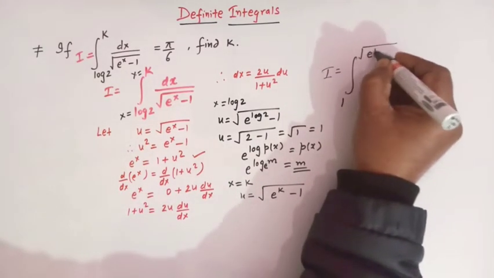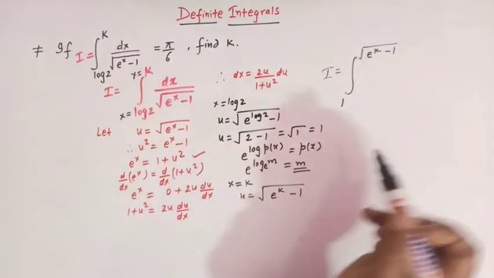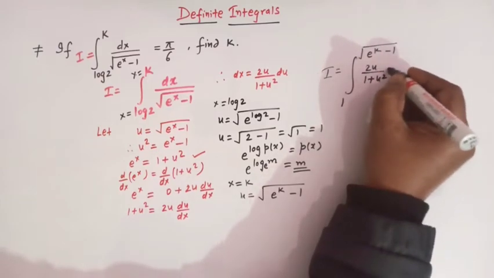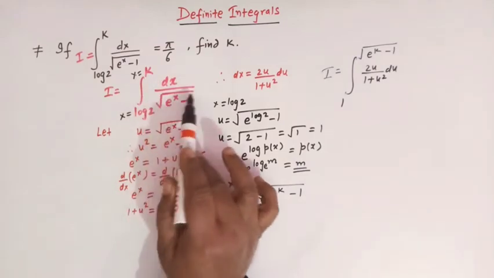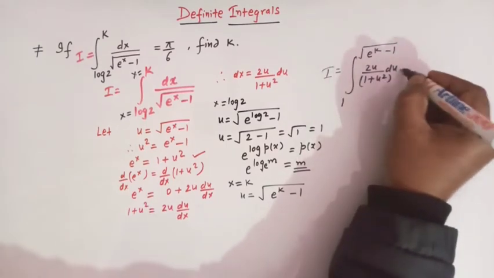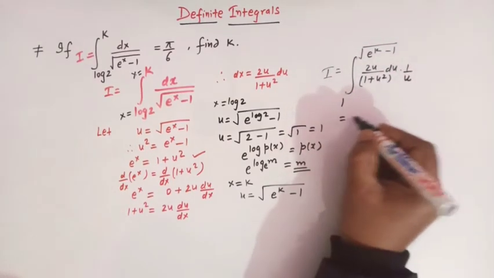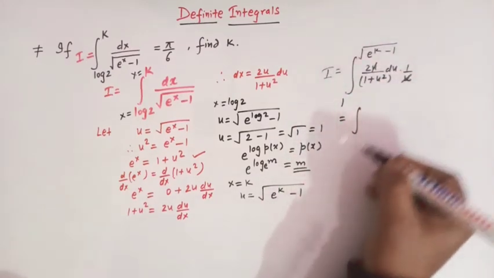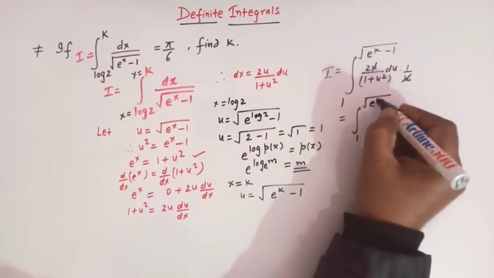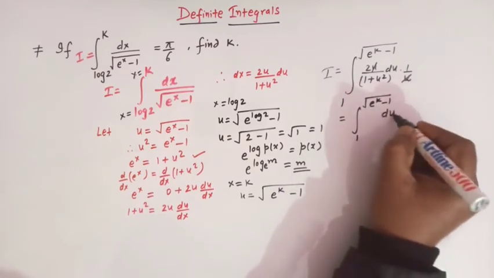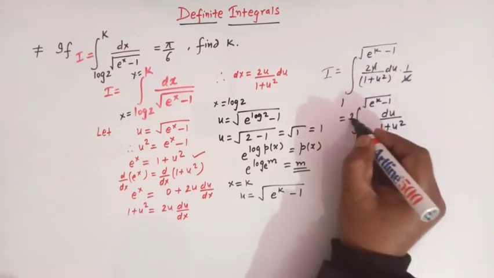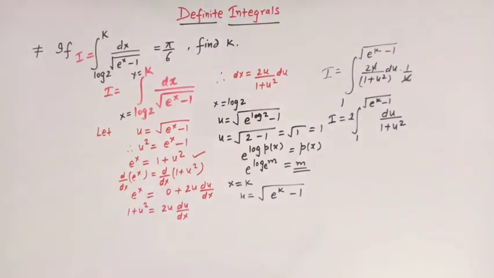So now we can rewrite our integral I as the integral from 1 to square root of e raised to k minus 1, and for dx we can write 2u over 1 plus u square du, and for square root of e raised to x minus 1 we can write u. So here we have 1 over u. Now u and u get cancelled, and we have the integral from 1 to square root of e raised to k minus 1 of du over 1 plus u square, and we can take this 2 outside the integral.